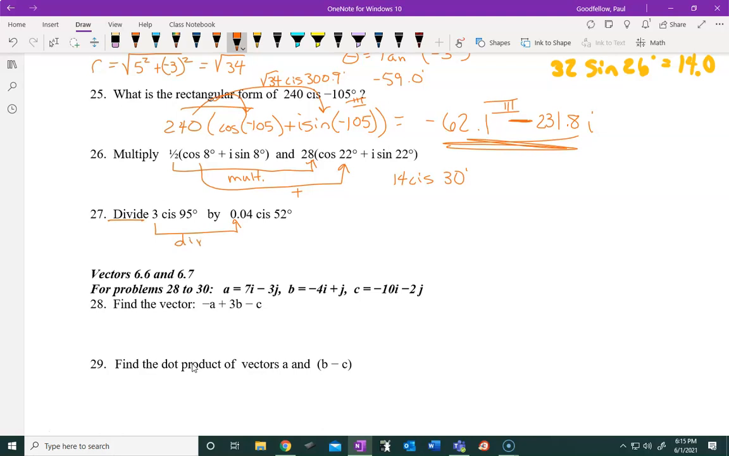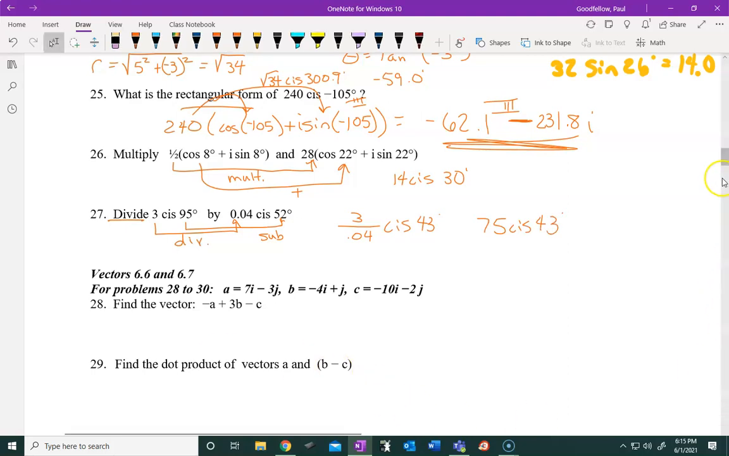You divide the outside pieces and you subtract the actual angles. 3 divided by 0.04, cis of 95 minus, I think that's 43 degrees. And I believe that answer is 75. I've done that one a couple of times, and I think that's the right answer.